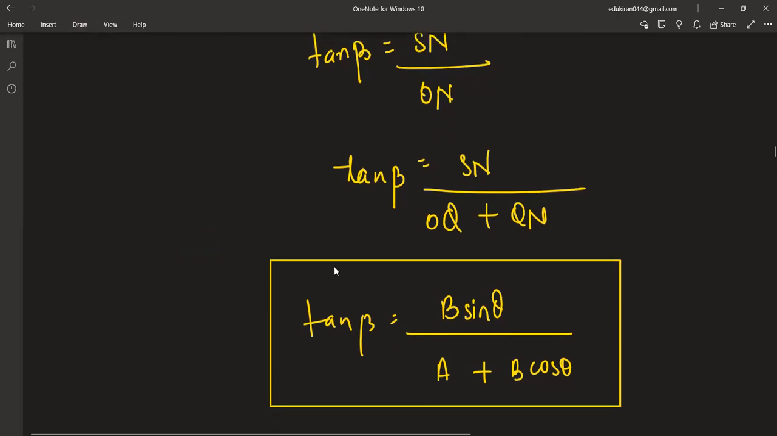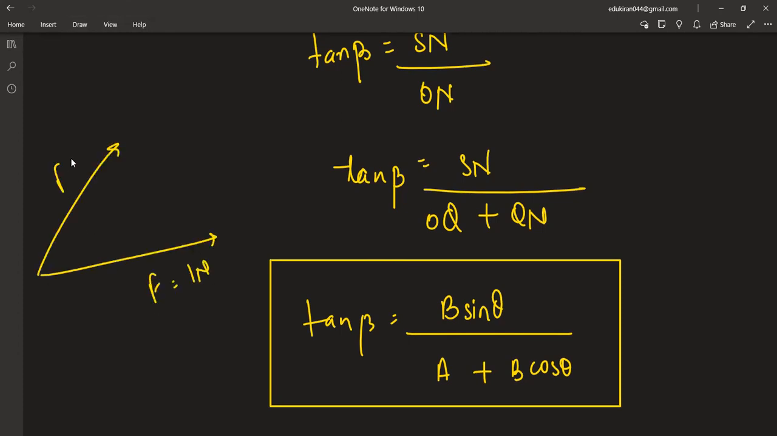Now, how will you decide which vector will be B and which vector will be A? Suppose I give you two vectors, F is equal to 1 Newton and F is equal to 2 Newton, and you have obtained the resultant. How will you choose A and B? If you are making this beta, then this becomes A and this becomes B. The vector making the angle with the resultant will become A.